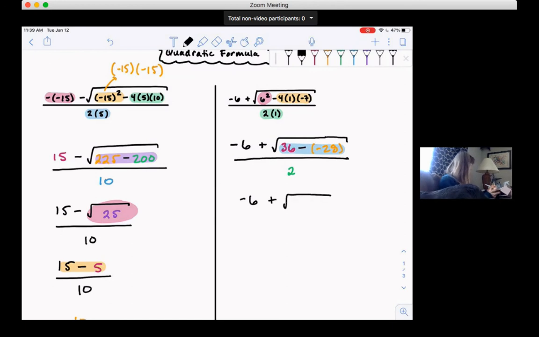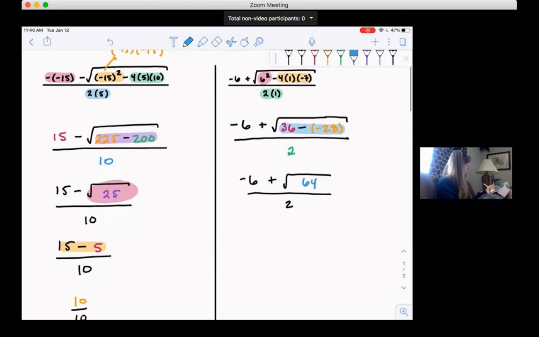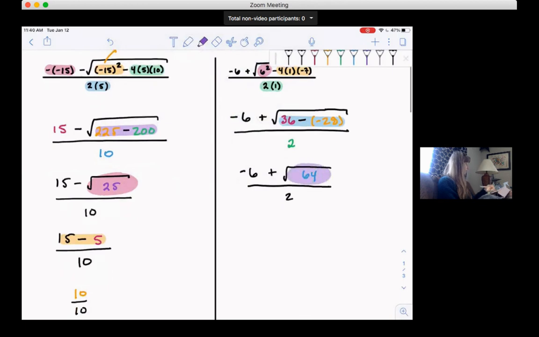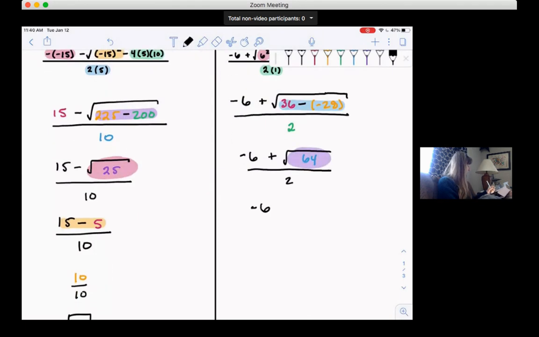Underneath the square root, 36 plus 28 would become 64. All divided by 2 stays the same. This looks really ugly. Okay, so now we're going to simplify that square root. So we're actually going to find the square root of 64. So now we have negative 6 plus the square root of 64 is 8, all divided by 2.